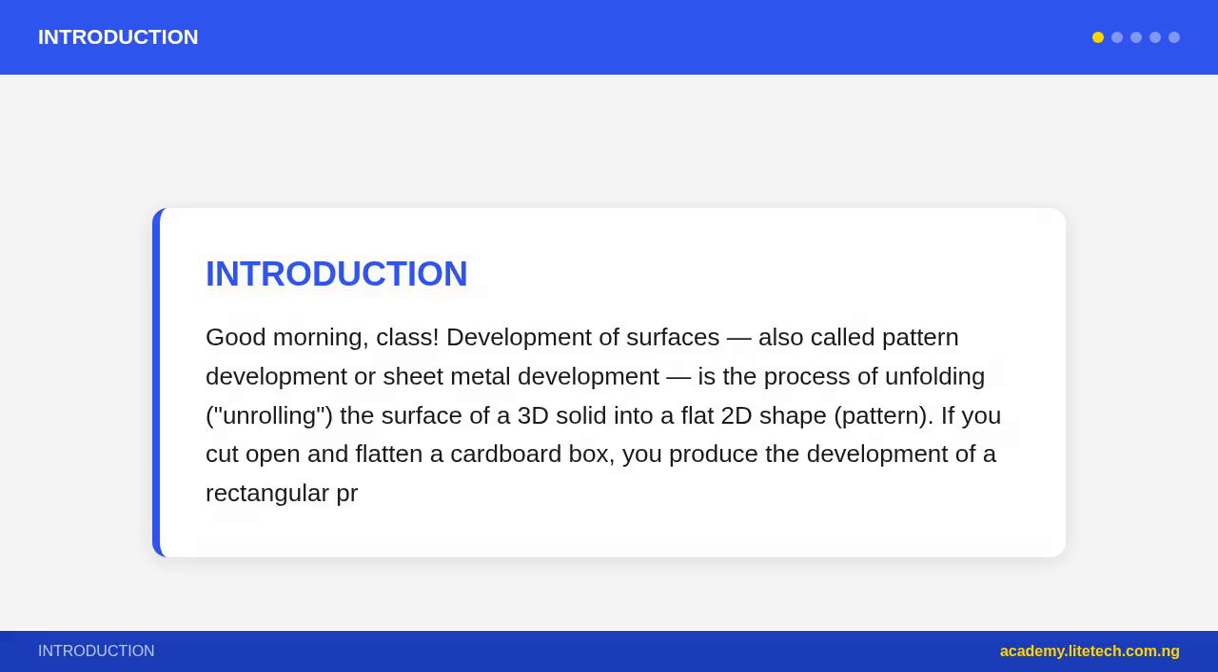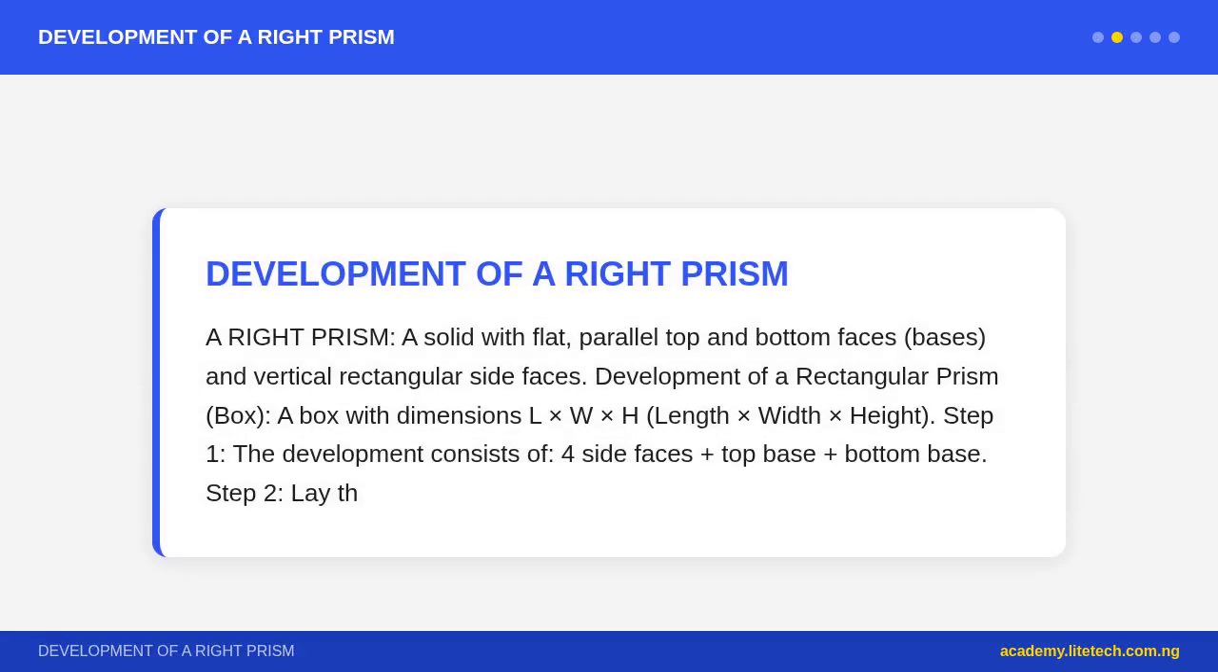Face 1, front: L times H rectangle. Face 2, right side: W times H rectangle. Face 3, back: L times H rectangle. Face 4, left side: W times H rectangle. Total strip width equals 2(L plus W), which equals the perimeter of the base. Height equals H. Step 3, attach the top and bottom bases to appropriate side faces.